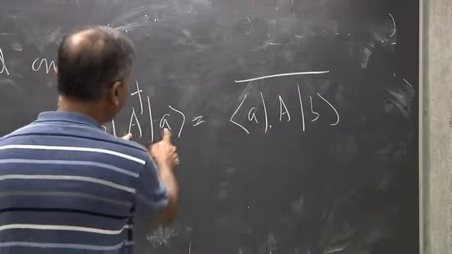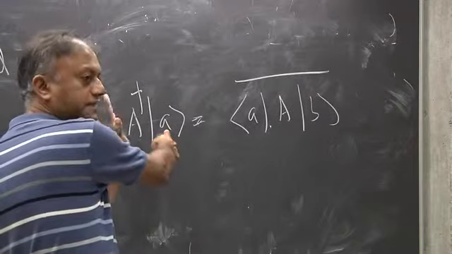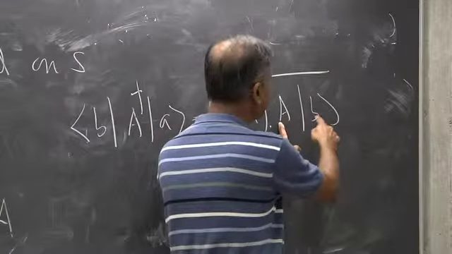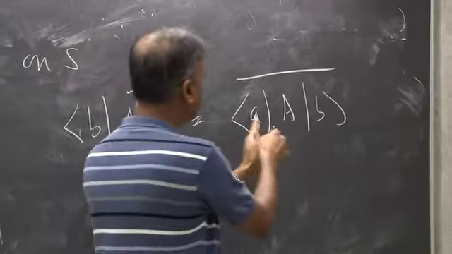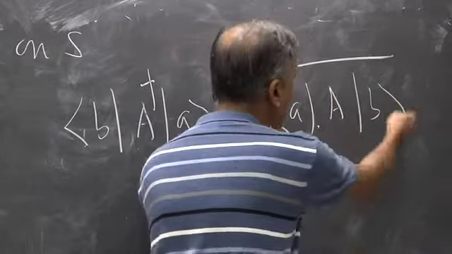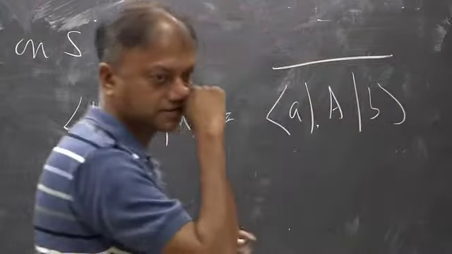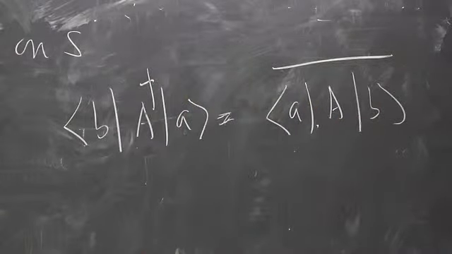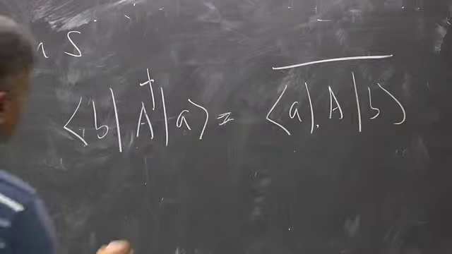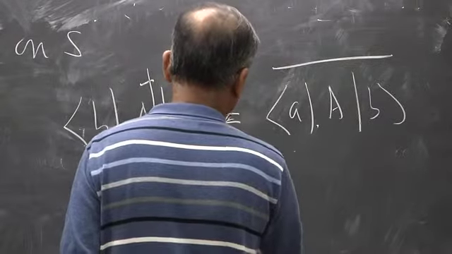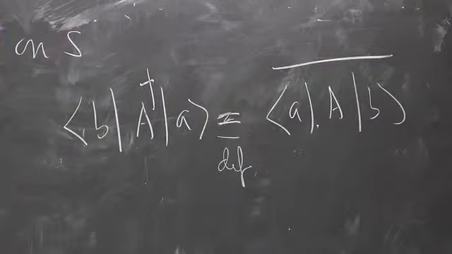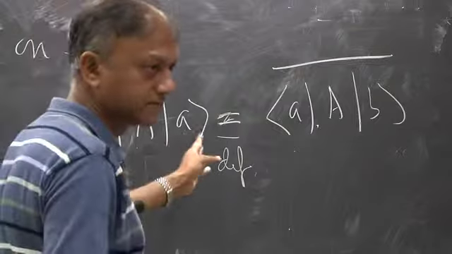So what I have done here is exchange the order. This was A dagger acting on A, and then you take the scalar product with B. Here, A is acting on B, and then you take the scalar product with A. This will be some complex number, and you take the complex conjugate of that. So that's the definition of that adjoint operator. This is again a linear operator; you can prove that.